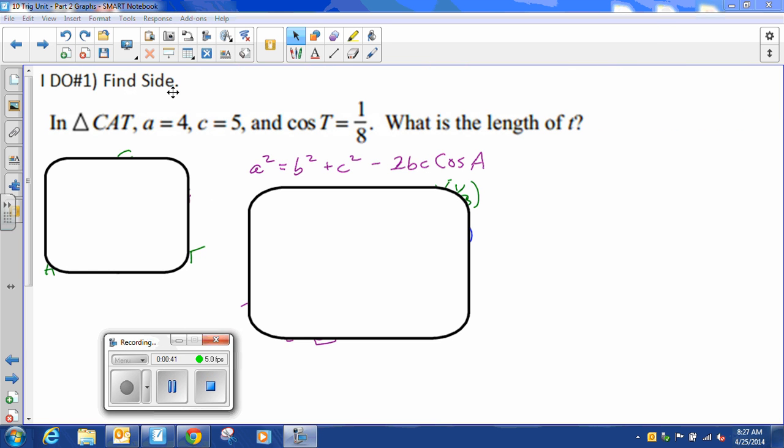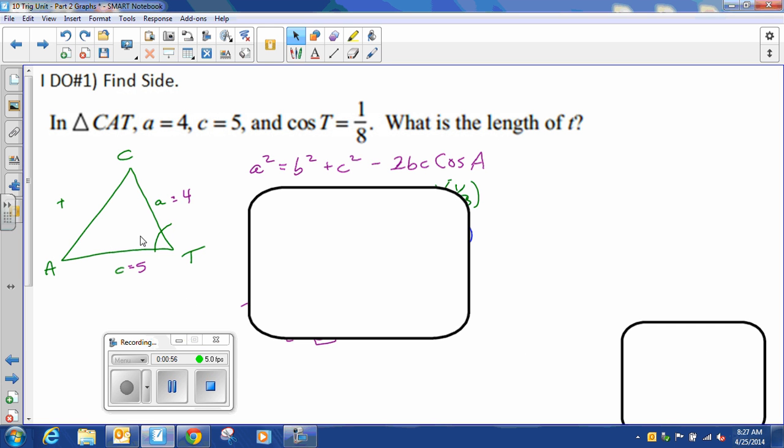Number one, let's find the side. This is meant to be done without the calculator. Instead of giving you the angle, they just give you what cosine T is. So in triangle CAT, side A is 4, side C is 5. Cosine of T is 1/8, right? I can't label that because it's not the angle itself, it's the cosine of the angle. And t is what we are looking for.